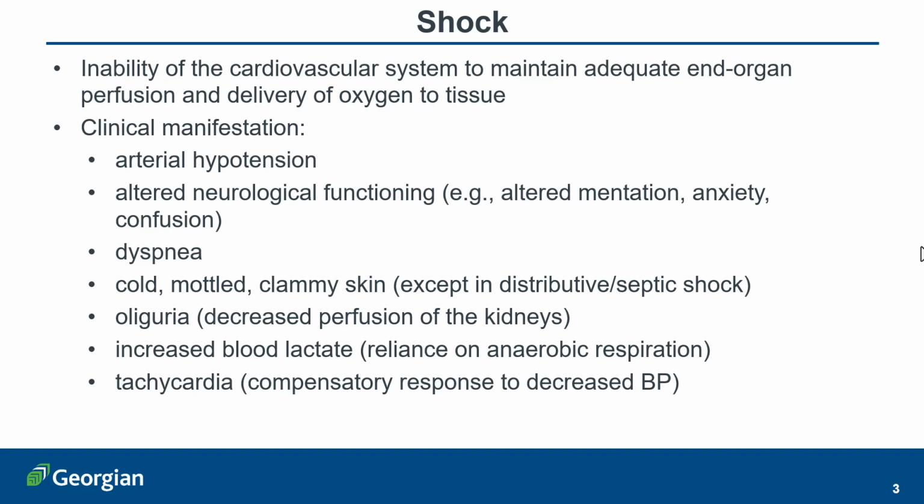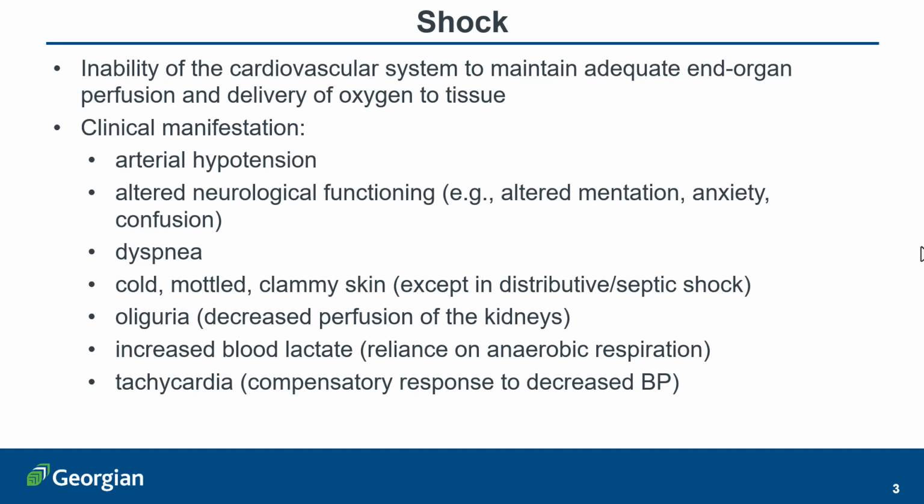There's going to be reduced perfusion of the skin, resulting in cold, mottled, and clammy skin, except as we'll see in distributive or septic shock, where it is kind of the opposite. The extremities are going to feel warm and perfused. Oliguria is also an anticipated clinical manifestation due to the decreased perfusion of the kidneys.